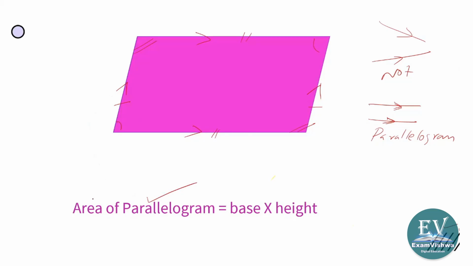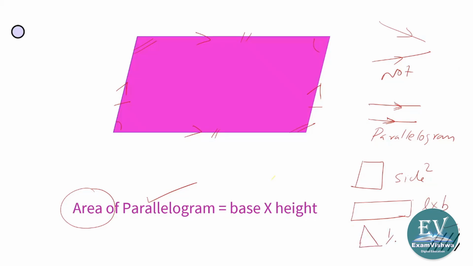Now we are going to study the area of a parallelogram. What do we know? We know the square. The area is calculated by side square, as I already told. In the case of a rectangle, the area is calculated by length into breadth. In the case of a right angled triangle, the area is half into the product of the sides making the right angle. And in any triangle, it is half into base into height. This much we know. इतना हमको मालूम है.